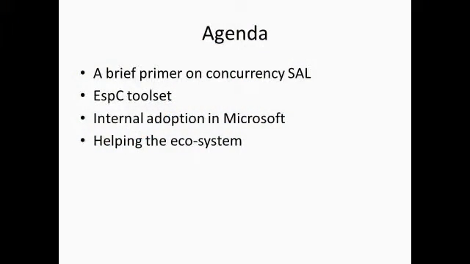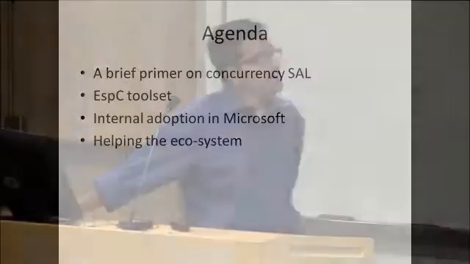Today, specifically, I'll be talking about concurrency SAL, which is a source annotation language we have developed for specifying locking behavior in a program. We'll also talk about a toolset called EspC. EspC stands for Extended Static Programming Checker, and that finds concurrency defects, and it can also understand SAL. We will also talk about how we are using these tools internally in Microsoft to find and fix thousands of concurrency bugs at compile time on the developer's desktop, and how we are planning to ship these tools externally so that we can help the ecosystem.